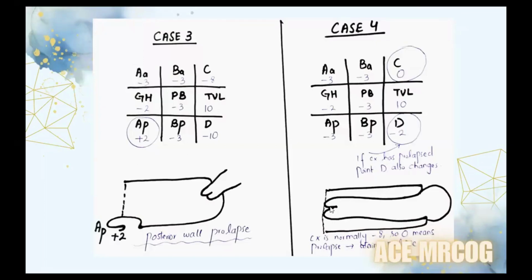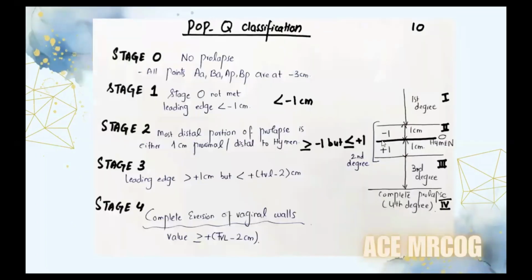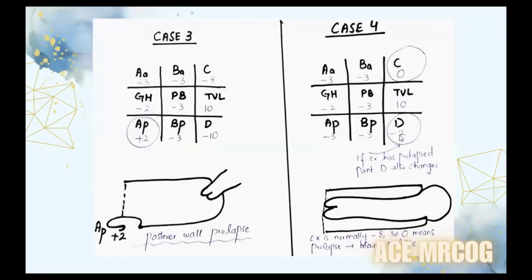When it is at the hymen, anything in between this point is called second degree, which means it can come 1 centimeter behind the hymen or 1 centimeter outside the hymen. Anything that comes in this is called second degree, and we can see that this is at point 0. So 0, here -1, and here +1. +1, 0, -1. All of these come in second degree.